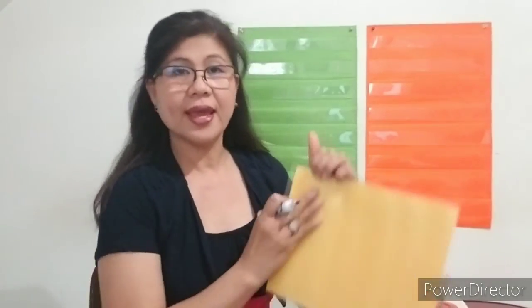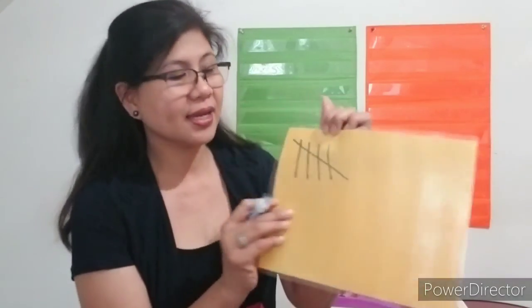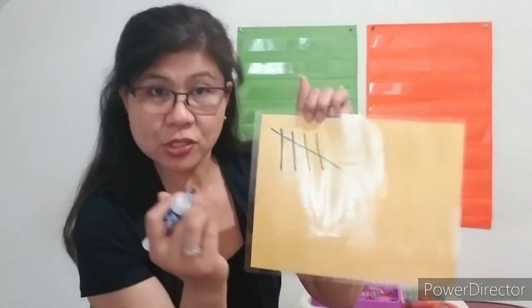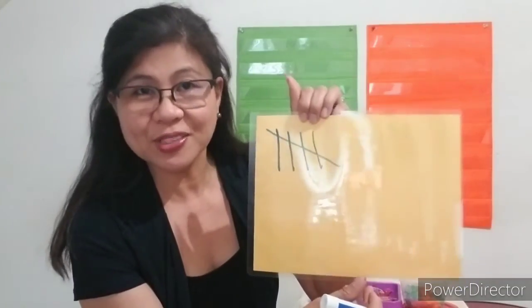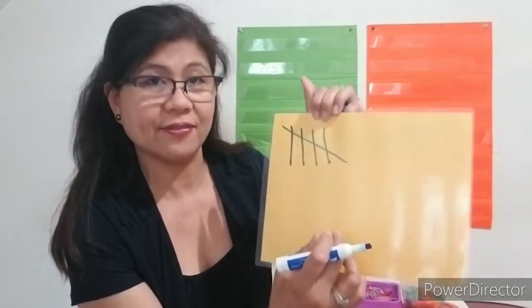Tally marks is when you put strokes in order and in a row. 1, 2, 3, 4, and we stop at 4 because the fifth one is always a slash. And tally marks are used for keeping a score when we play the game. It also makes counting a lot easier because we always count in groups of 5, okay?